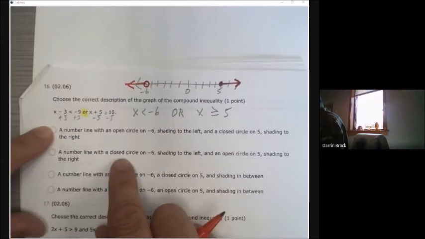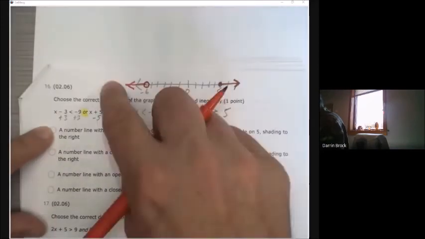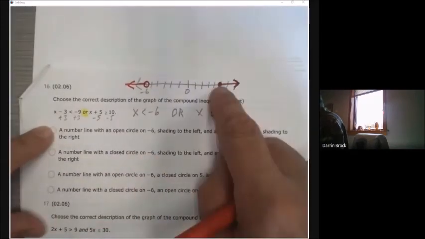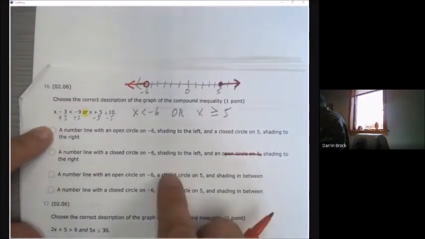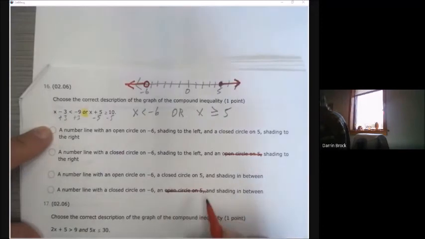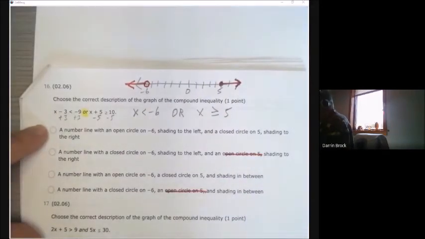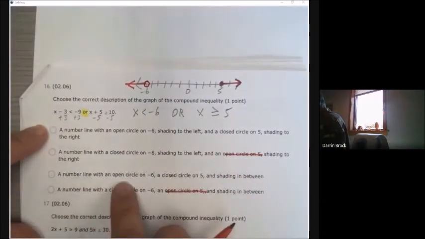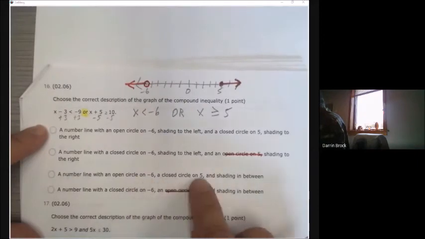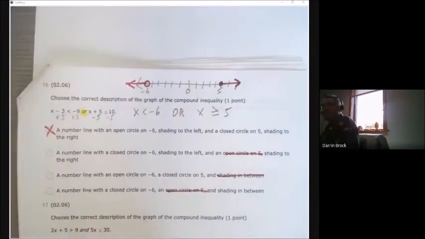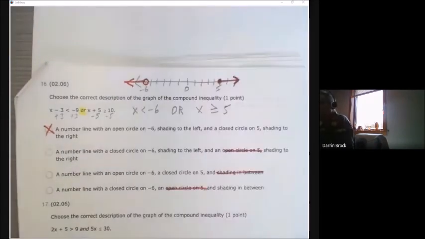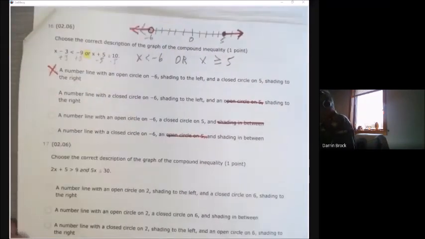A number line with a closed circle on negative 6, shading to the left, yes. And an open, well, we know that's not an open circle. So anything that says open circle on 5, closed circle on negative 6, open circle on 5, we know those are wrong automatically. This one has the open circle on negative 6, closed circle on 5, and shading in between. We did not shade in between, so that's why those are wrong. So this is the correct answer. I just double checked, but I found problems with the other 3, so that would be the solution.